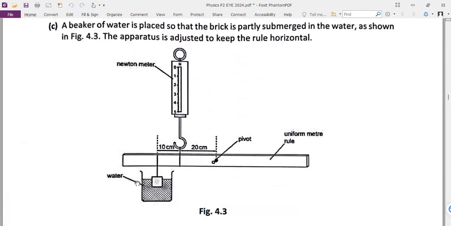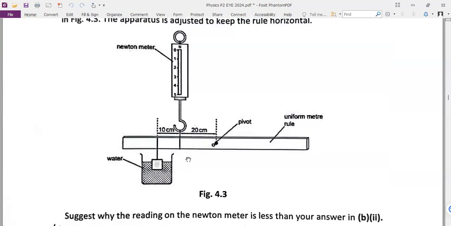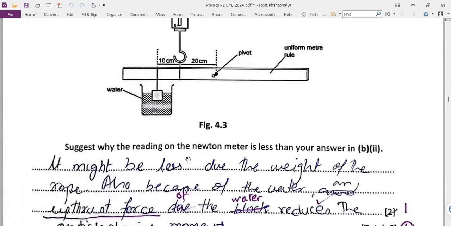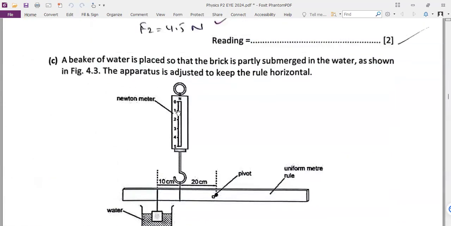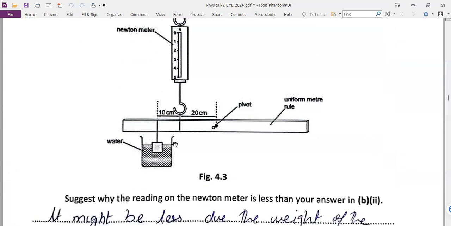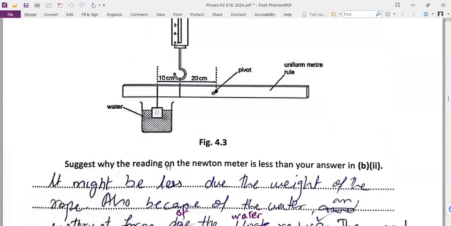So the beaker has water. Water has upward force on the block. So the apparatus is adjusted. You can see the distances. You can see the Newton meter. Why is the reading on the Newton meter less? You clearly see the reading is less. Don't see it here, but you will see it in practical. Because the water applies an upward force on the block, so the block's resultant force is decreased.